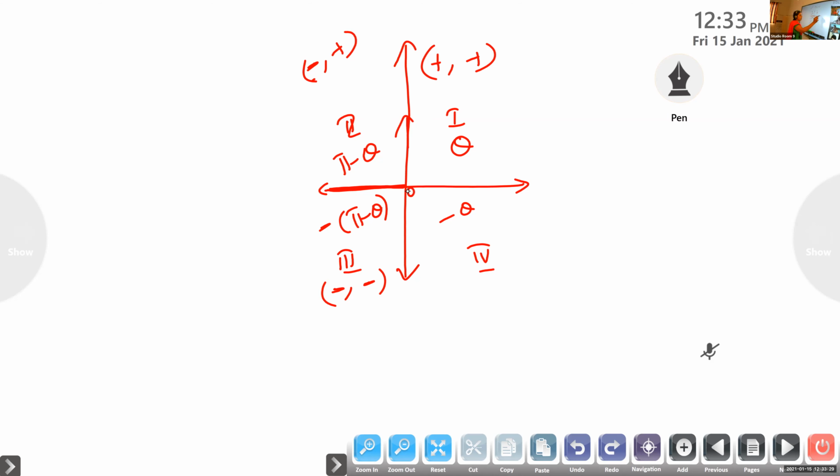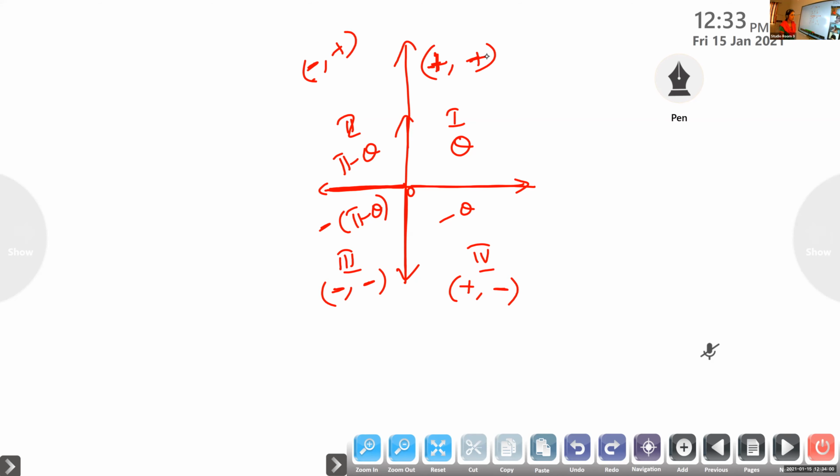This is the origin, isn't it? So in the fourth quadrant, the real part is positive and the imaginary part is negative. So it is plus minus. So in the first quadrant, both the real part and imaginary part are positive. In the second quadrant, the real part is negative and the imaginary part is positive. In the third quadrant, both are negative, and in the fourth quadrant, it is plus comma minus, positive comma negative.